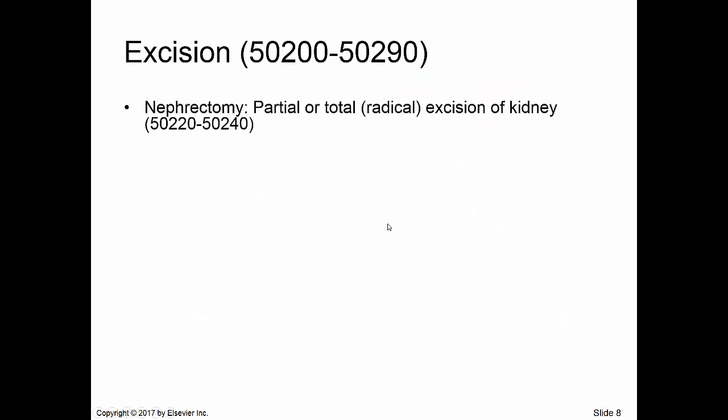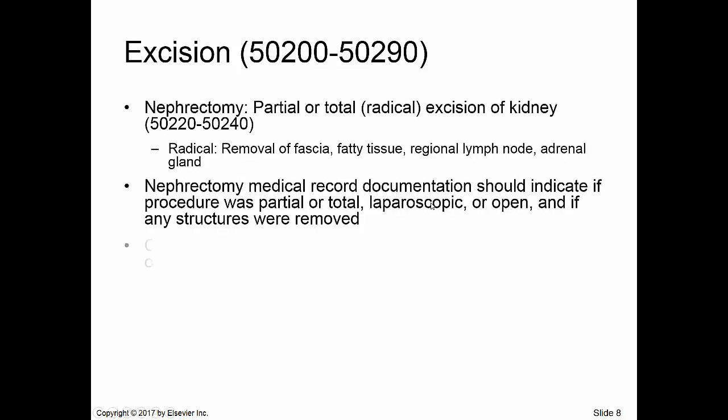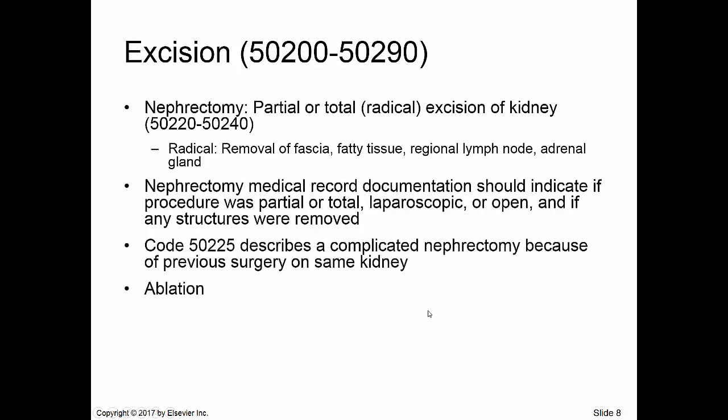Okay, then we get into the excision codes, 50,200 to 50,290. You have a nephrectomy, partial or total. Remember, total means radical, radical means total. Excision of the kidney. You're going to also remove the fascia, the fatty tissue, and the regional lymph node and the adrenal gland. So you need to make sure that you've covered the entire thing.